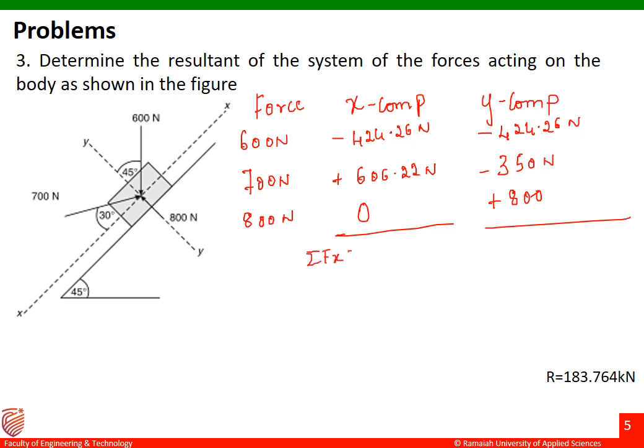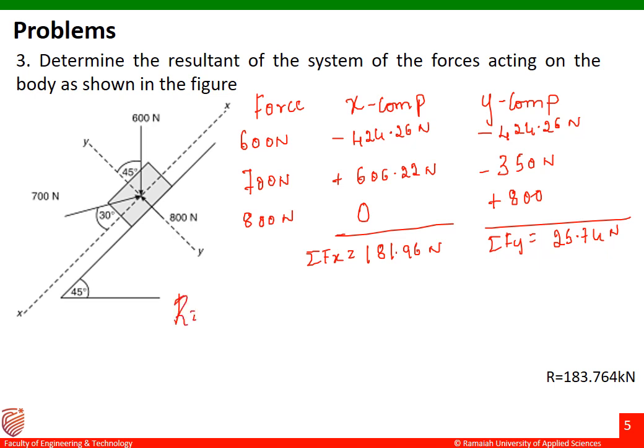Okay, so let us find out what is summation of Fx and summation of Fy. Summation of Fx is equal to minus 424.26 plus 606.22. You'll get the answer as 181.96 Newton. So coming to summation Fy is equal to minus 424.26 minus 350 plus 800. You'll get the answer as 25.74 Newtons.